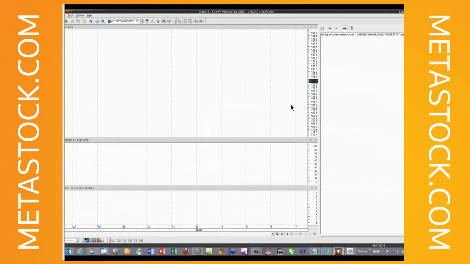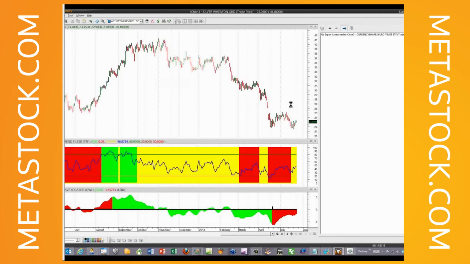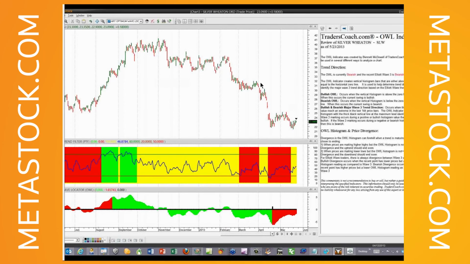SLW. Okay, SLW here is indicating we're smack in the middle of a 3. We're still in 3. This would be where my cursor is here. These prices are the lowest of the previous lows, and the OWL histogram is still negative. So this so far is the bottom of 3, where my arrow is.